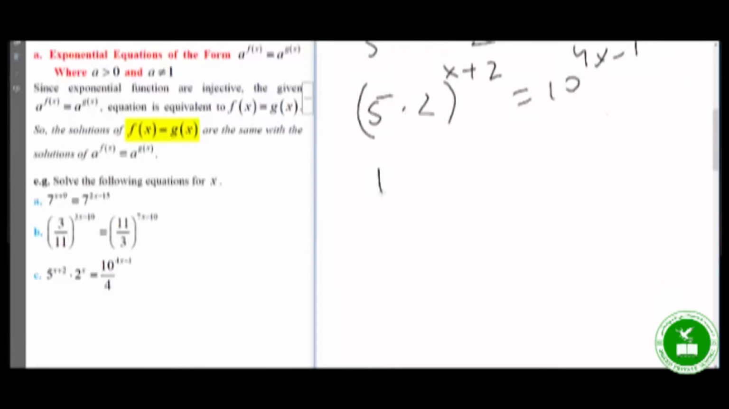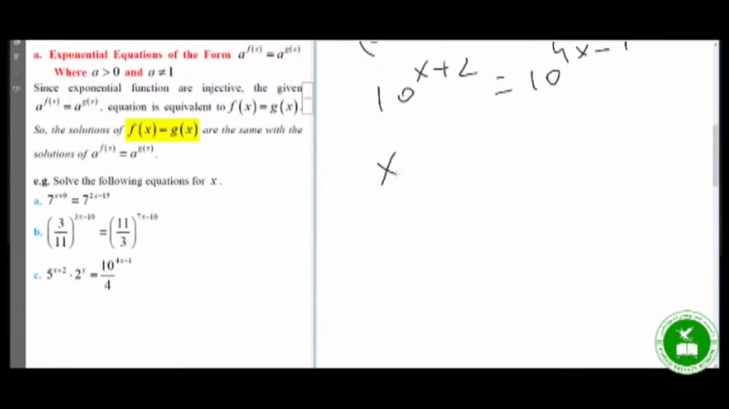So 5 times 2 is 10 to the power of x plus 2, and it's equal to 10 to the power of 4x minus 1. It has the format of a to the power of f of x is equal to a to the power of g of x. So bases are the same, exponents are also equal to each other. So x plus 2 will be equal to 4x minus 1.